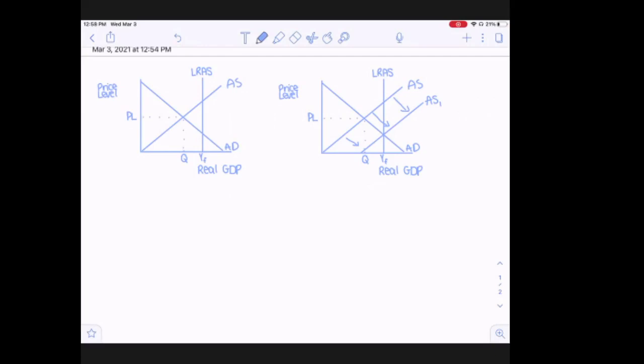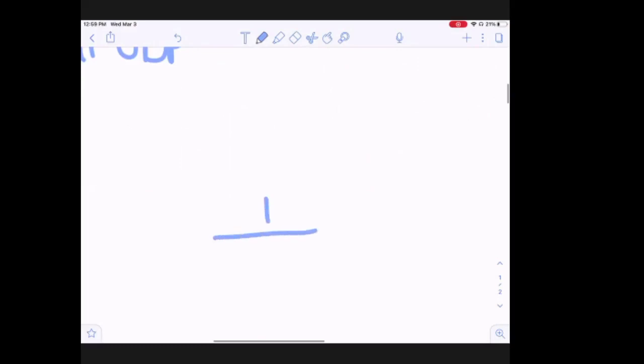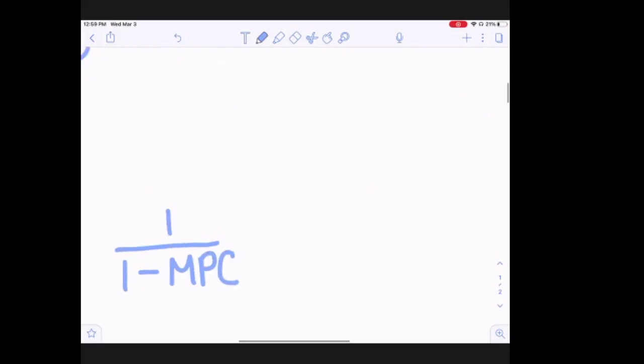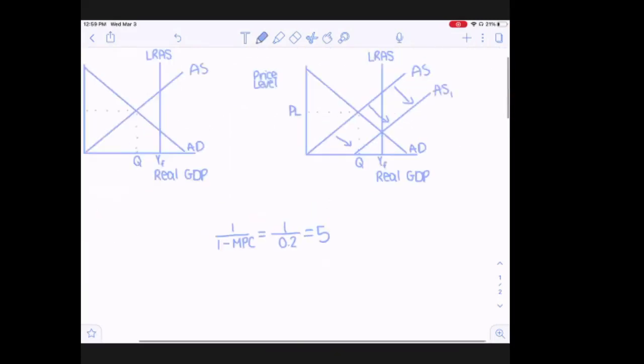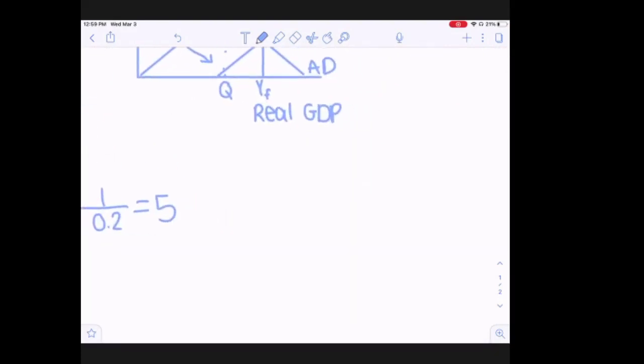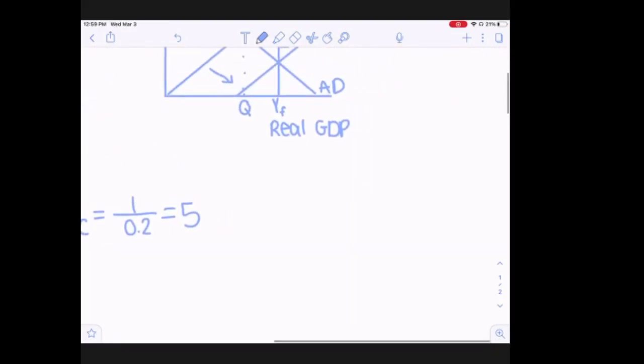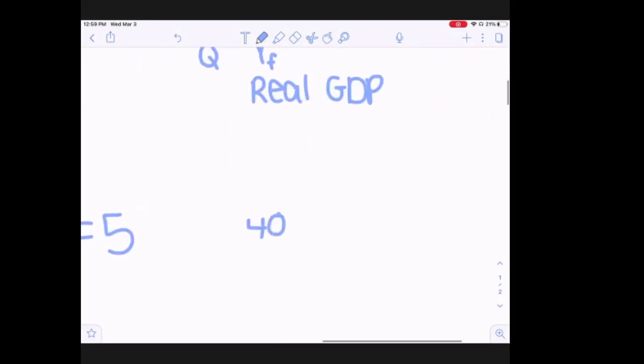So what we want to do is use the formula 1 over 1 minus MPC. That's going to get us the multiplier. This is for part C. So we're going to get 1 over 0.2, and 1 over 0.2 is 5. Okay, and then to the side of that, since we need to close a gap of 40, it's 40 over 5. All right, so the gap is 40, the multiplier is 5, which means we get an answer of 8 billion is how much government spending we need.